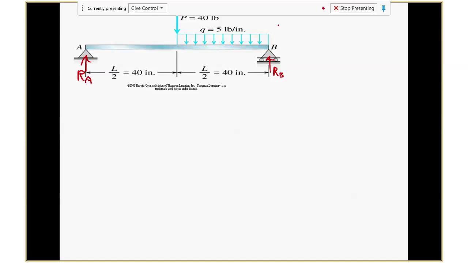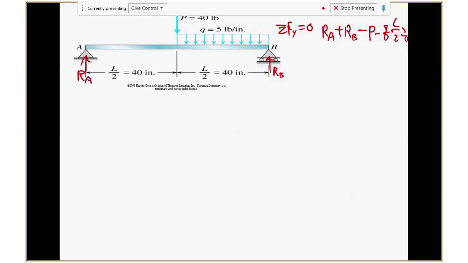Sigma Fy equals 0. First one. So we have RA plus RB, minus P, that's the 40, then minus Q times the half L, that's the length, and that will equal 0. Okay, so 2 unknowns. We need one more equation.